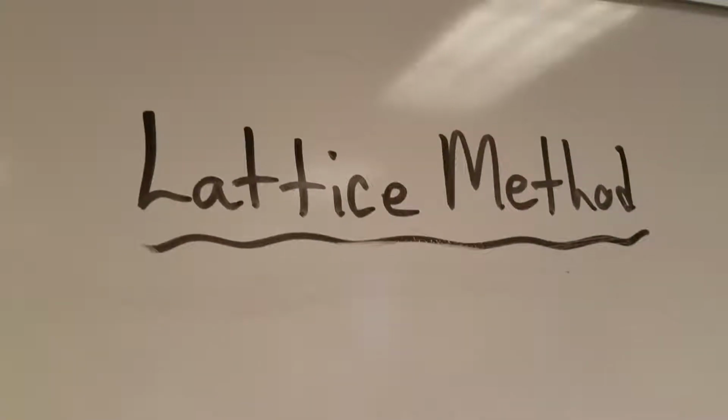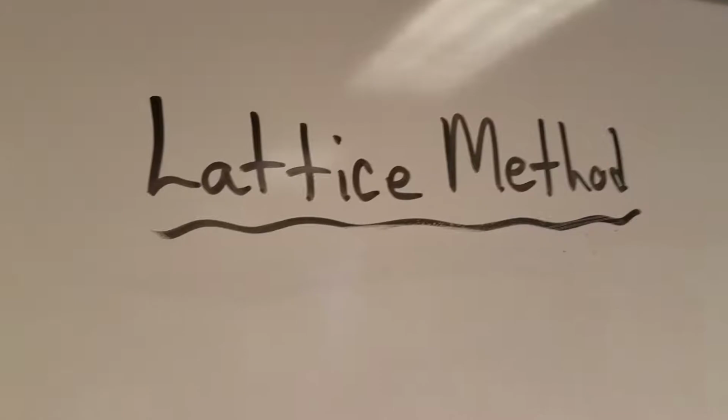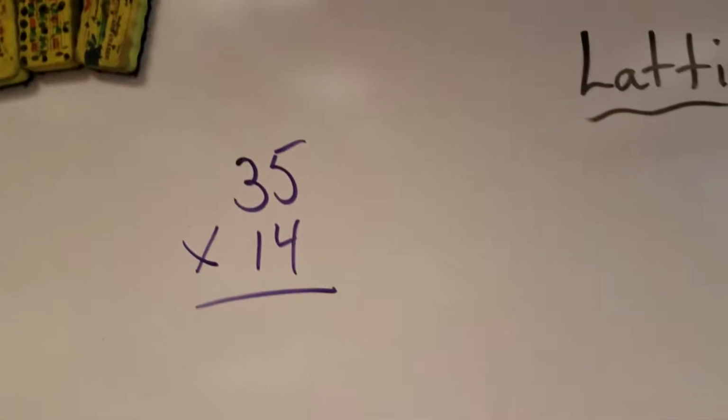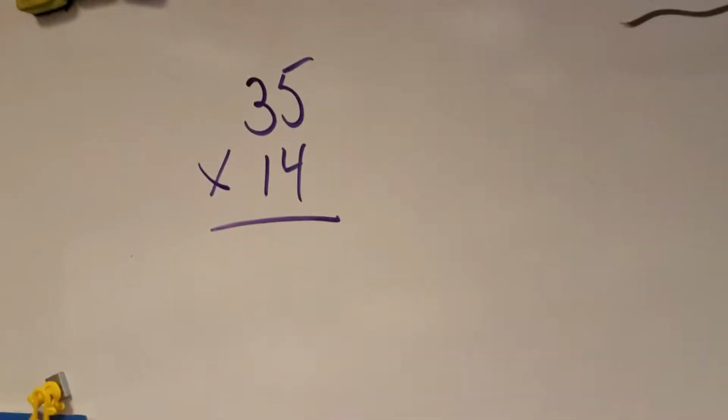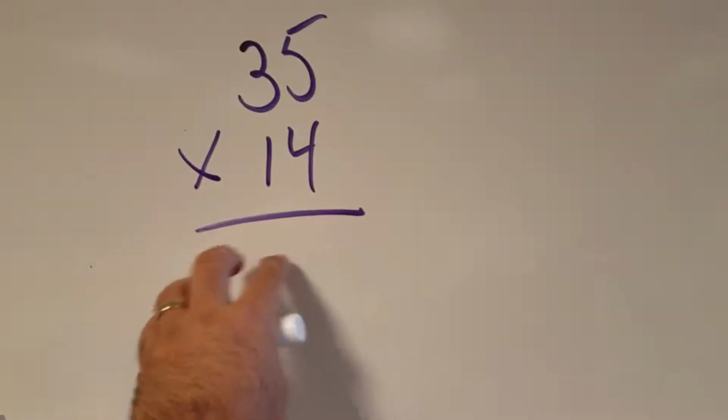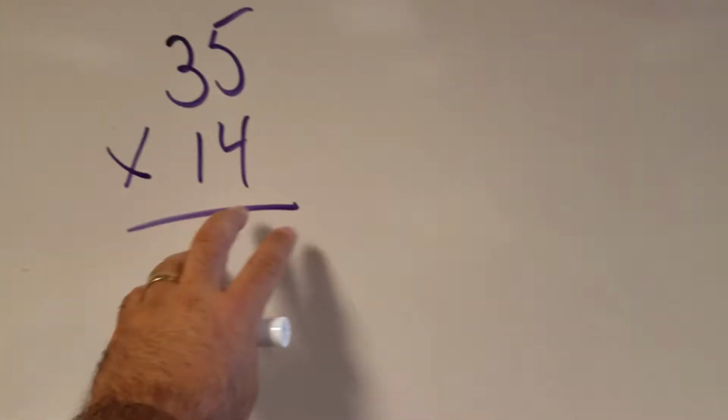All right, welcome to today's lesson. It is called the lattice method of multiplication. We're going to do this problem, 35 times 14. Now, we're not going to do it the standard algorithm, the regular way of doing it. We're going to do it a little different.